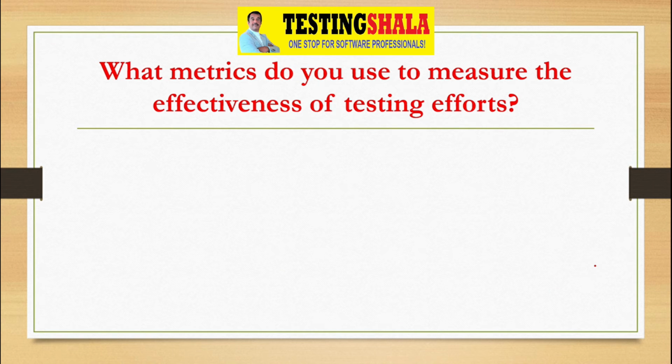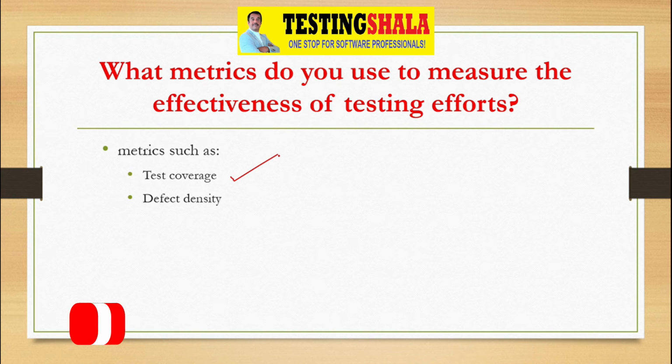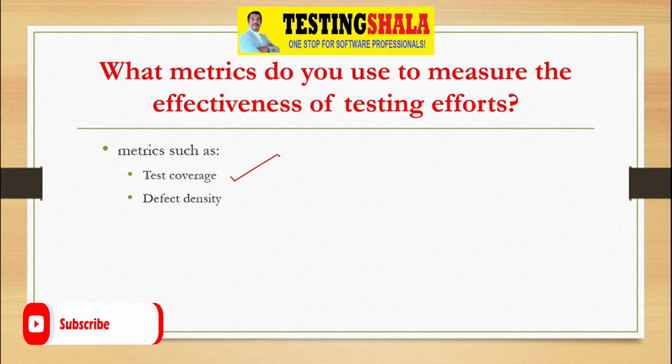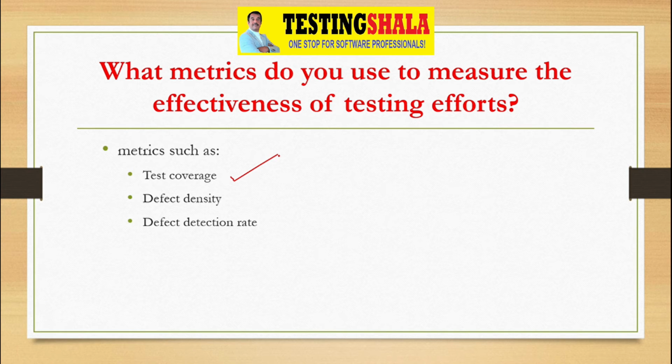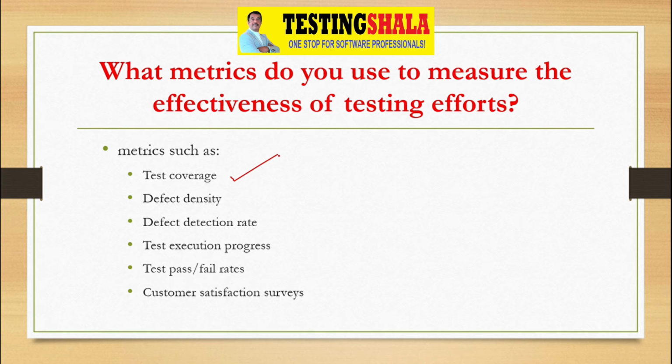And what metrics do you use to measure the effectiveness of testing efforts? This is a very important question. One is we should look at test coverage. That is key to validating effectiveness. Another is defect density and defect detection rate: how many test cases we are executing, how many defects we are catching because of those executions, and test execution progress, any blockages, how many are passing and how many are failing. A customer satisfaction survey is also another metric we can use to validate the effectiveness of testing. Time and effort spent on the overall testing activity is also another metric.